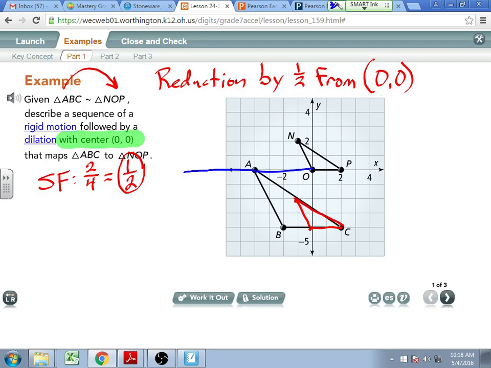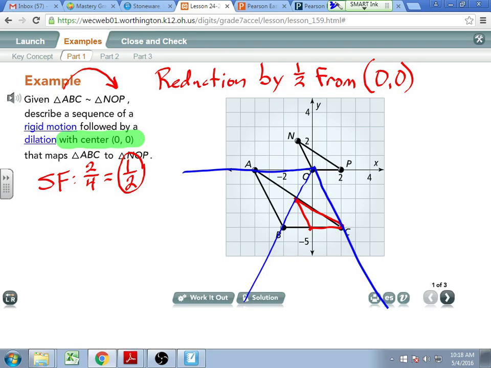If I draw a ray from here through A, here through B, here through C, what do I know about my dilated image? Go ahead. It has to be somewhere on the ray. My points have to be on that ray, and since my dilation factor is 1/2, my points will be half as far as they originally were from the origin.